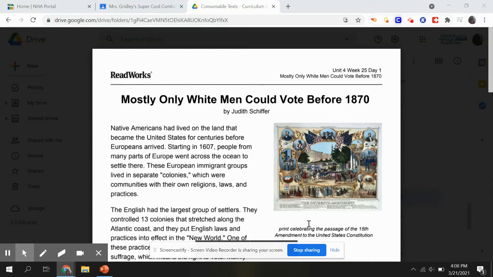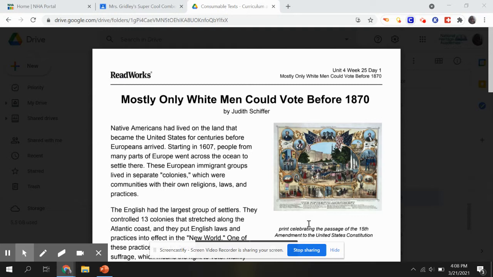All right, so hopefully you have gone and reviewed the text structure anchor chart, so that you know what you are looking for with your constructed response. Your constructed response prompt for today is, how is the last section of the text, which is paragraphs 7 through 10, organized? How does this text structure help you to understand the information?